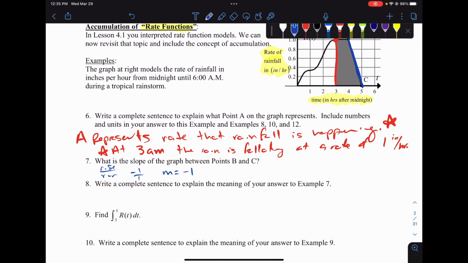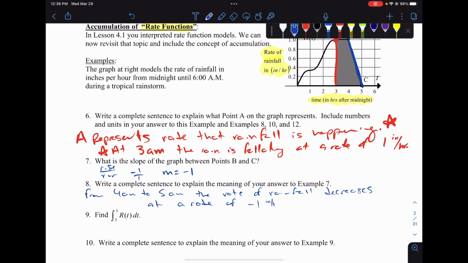Write a complete, oh, here's the explanation. Write a complete sentence to explain the meaning of your answer in example 7. So you would say from 4 a.m. to 5 a.m., the rate of rainfall decreases at a rate of -1 inches per hour, because we're taking the rate of a rate.